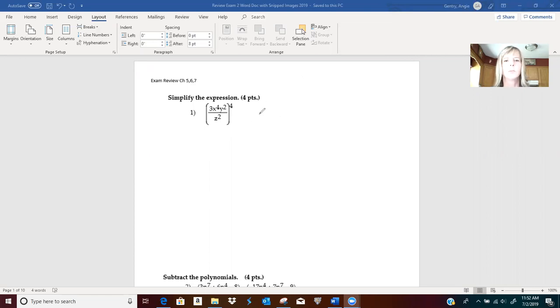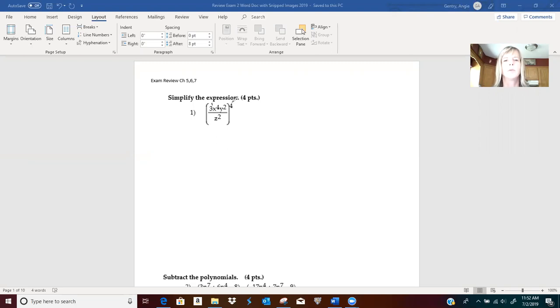Okay, so it says simplify the expression. Usually when you have parentheses, you look in the parentheses and see if you can simplify. If you had some x's upstairs and downstairs, you would want to cancel any commons first, but there's nothing to do. So then you use the power rule, and each item inside gets the power. And this is technically 3 to the first.